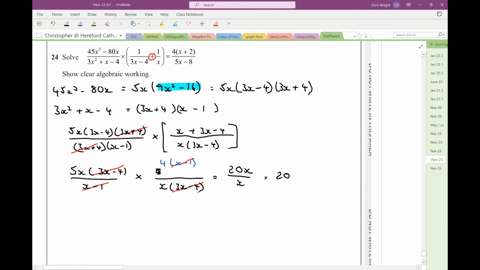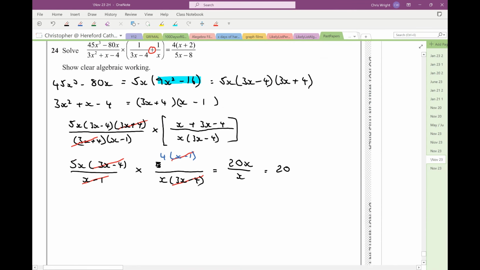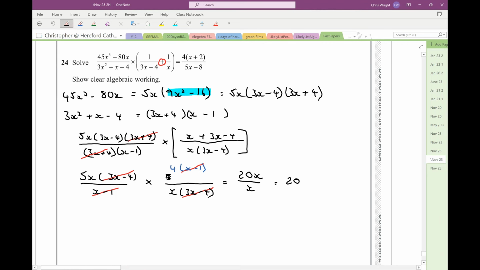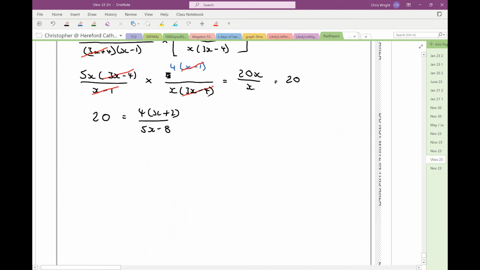Gosh. Right. So this equation here, which I'm solving for x, boils down to 20 equals 4 lots of x plus 2 over 5x minus 8. Well, it just got a bit easier, didn't it? Multiply both sides by 5x minus 8. 100x minus 160 equals, multiply that bracket, 4x plus 8. Oh, equation with x's on both sides.